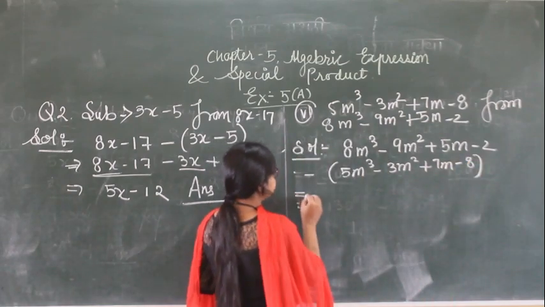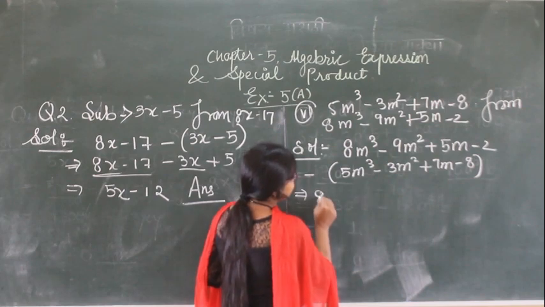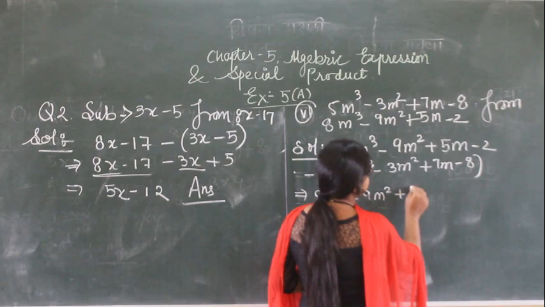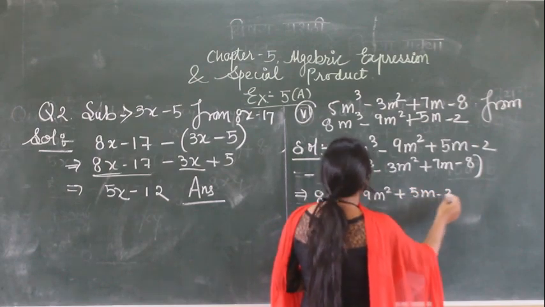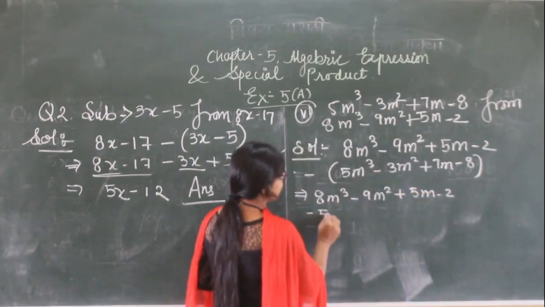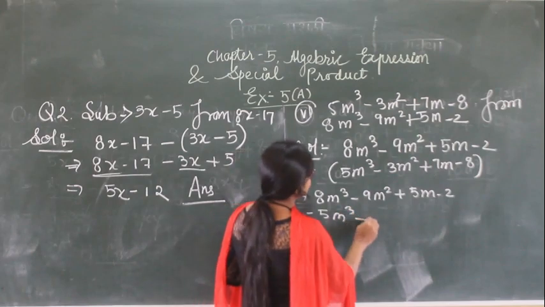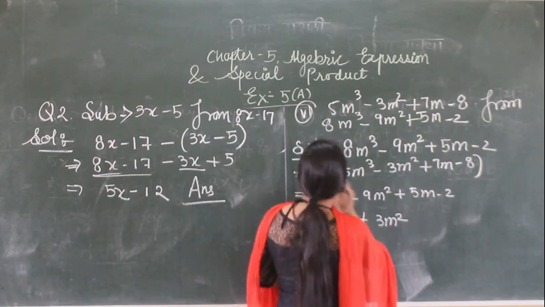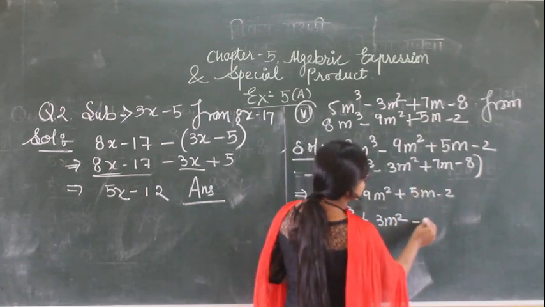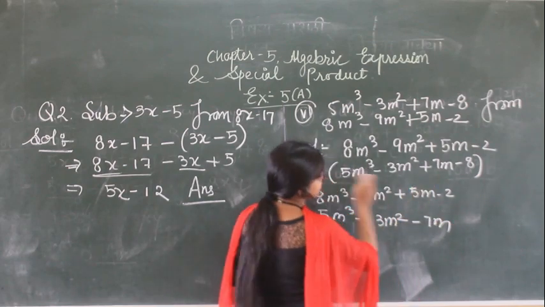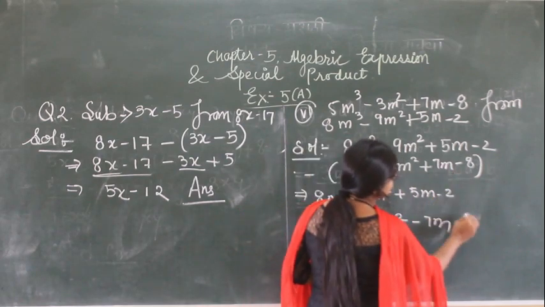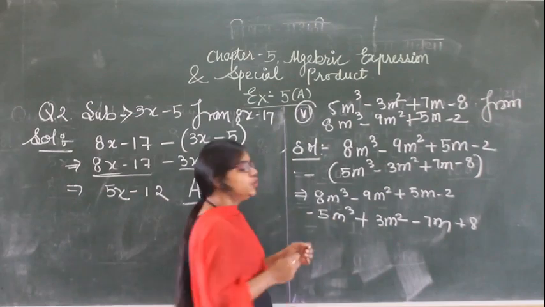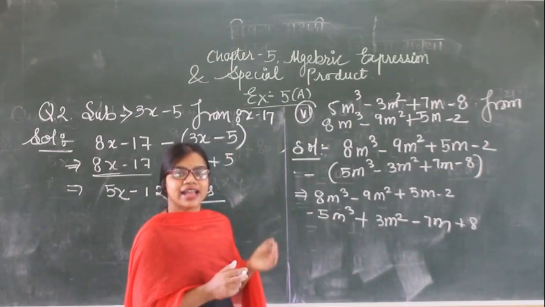Open the bracket now. You will get 8m cube minus 9m square plus 5m minus 2. This will be minus 5m cube, minus minus plus 3m square. Plus into minus is minus 7m. Again minus into minus is plus, and this is 8. Now here also we are going to subtract the like terms.